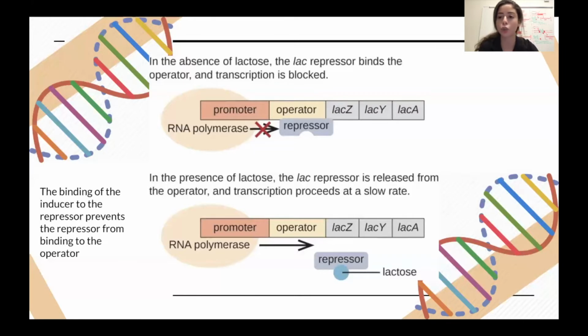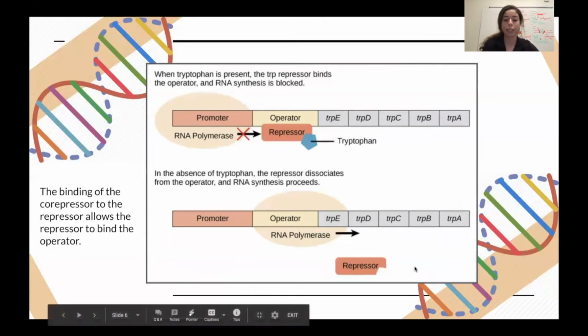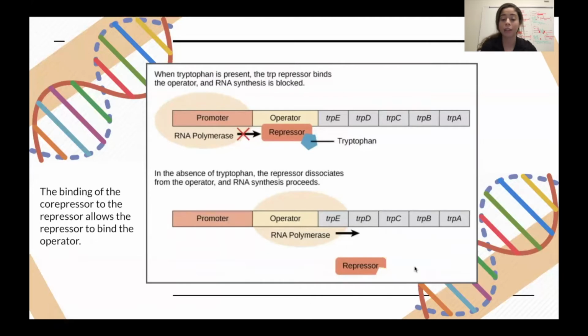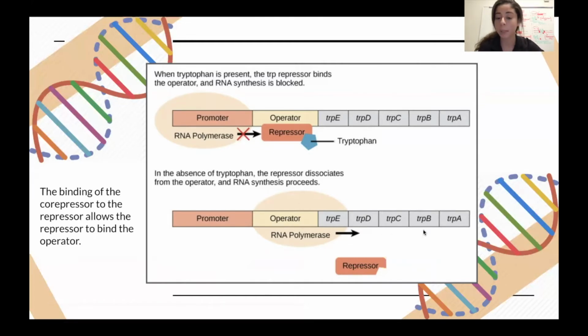So let's get into a repressible operon. In this case, we're using the trp operon. The trp operon is a repressible system, meaning that transcription is usually on. In its normal state, transcription is usually on. RNA polymerase is transcribing continuously, but it can be made to turn off. So where do you see these types of systems? In places where negative feedback is needed.